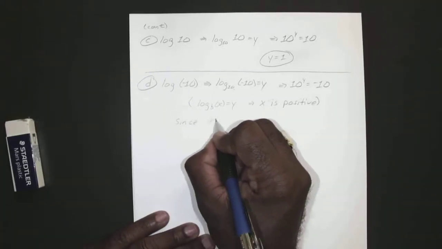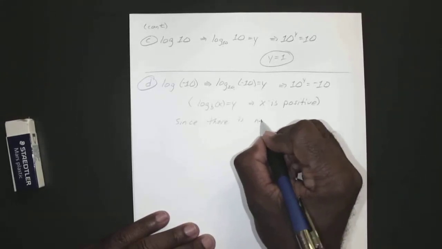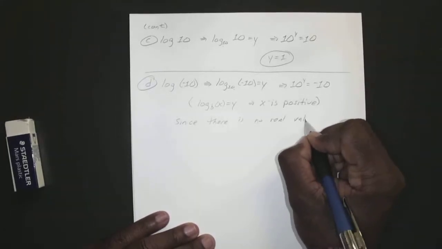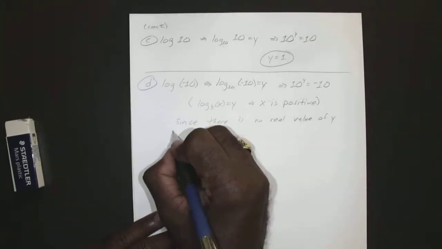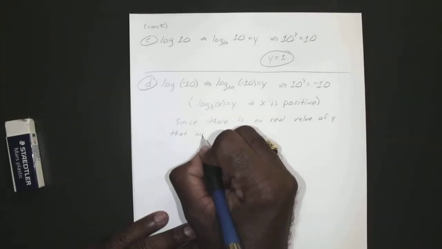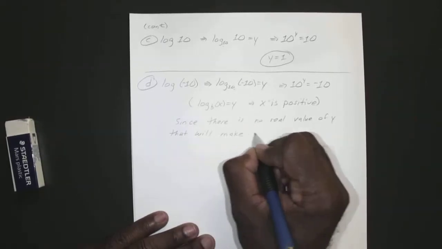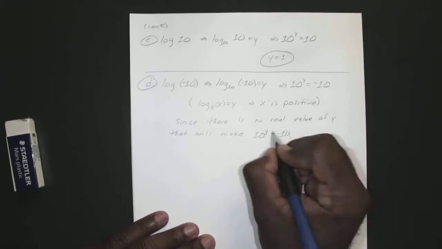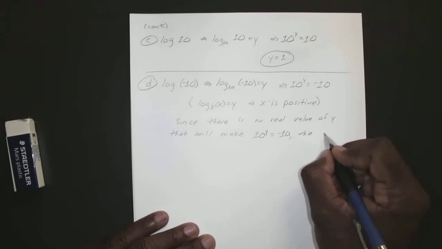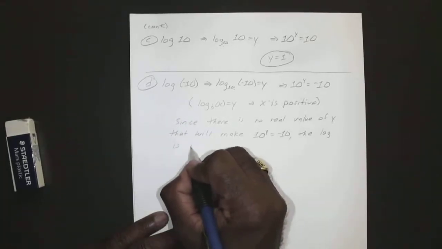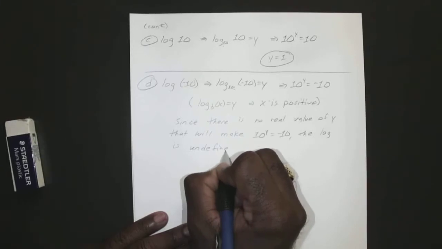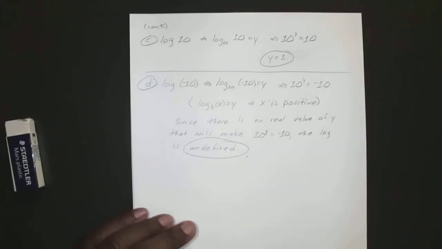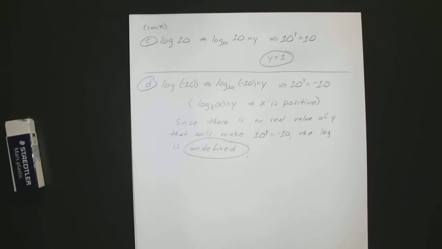So since there is no real value of y that will make 10 to the y equal negative 10, the logarithm is undefined. And if you actually plug that into your calculator, you'll see it comes up as undefined. All right, any questions on that one?